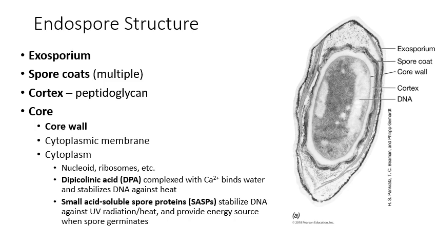The SASPs, the small acid-soluble spore proteins, are also stabilizing the DNA. They also help protect it against heat, but in addition to that, they protect it against UV radiation as well. And then they have one more function, which is to serve as an energy source for whenever the spore is going to germinate. Whenever the endospore is going to germinate and reform a regular vegetative cell, it needs to build a bunch of stuff, and it needs an energy source to do that. In order to get energy, it's basically going to chew up and eat the little SASPs that are in there.